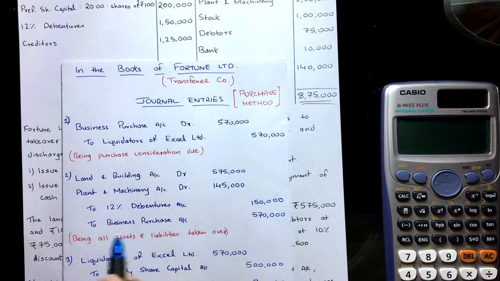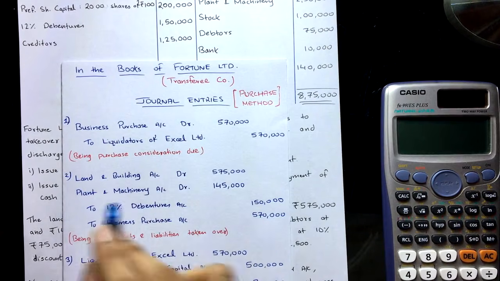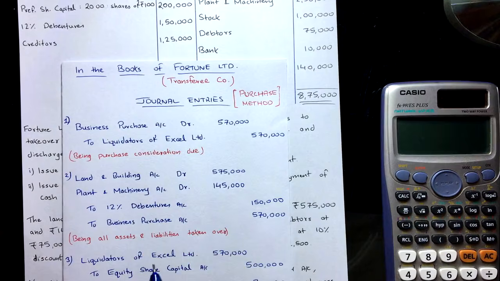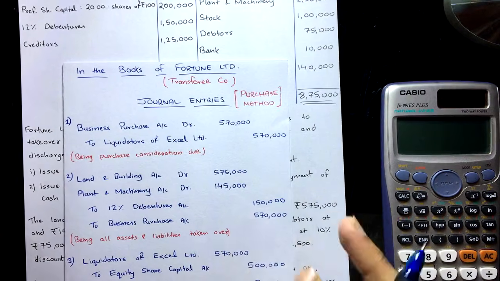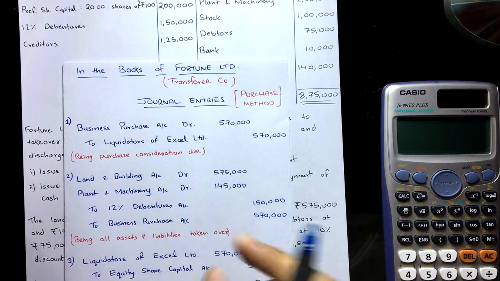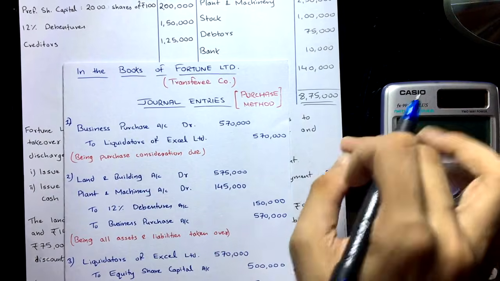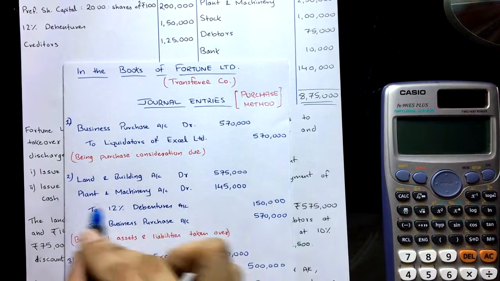You are cancelling the business purchase account, being all assets and liabilities taken over. Simple. And if the balancing figure comes on the debit side, it will be goodwill. If the payment is done more, then you have to take goodwill over here.